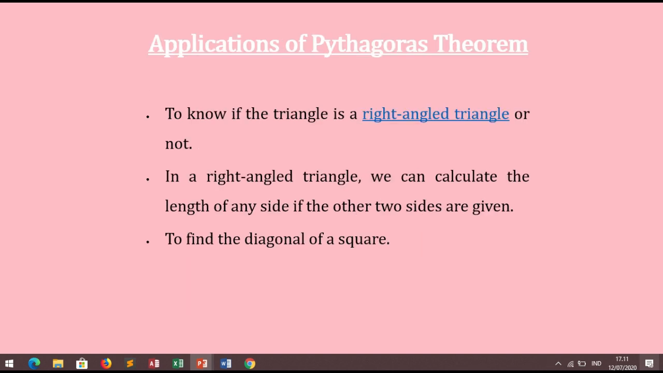Applications of Pythagoras theorem. The first, to know if the triangle is a right angle triangle or not. The second, in a right angle triangle, we can calculate the length of any side if the other two sides are given. And the third, to find the diagonal of a square.